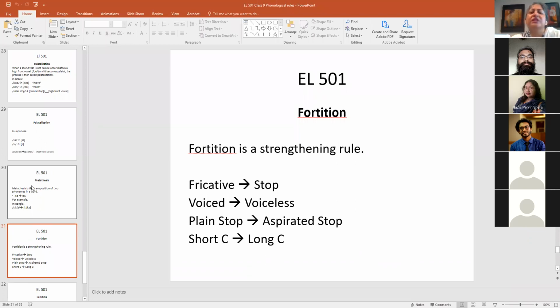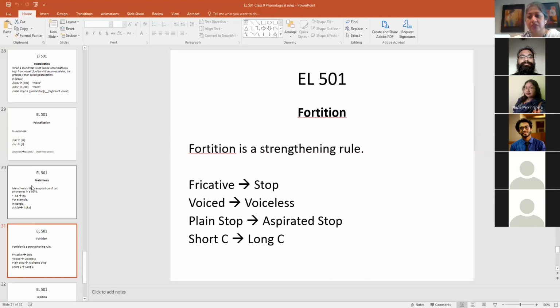The second one is fortition. Fortition, remember fortis and lenis sounds. Fortis meaning strong sounds, lenis means weak sounds, same thing. Fortition is a strengthening rule. It can be in assimilation, mostly in assimilation. If a fricative becomes a stop, that is a strengthening rule. If a voiced sound becomes a voiceless sound, that is a fortition rule. If a plain stop becomes an aspirated stop, it is a fortition rule.